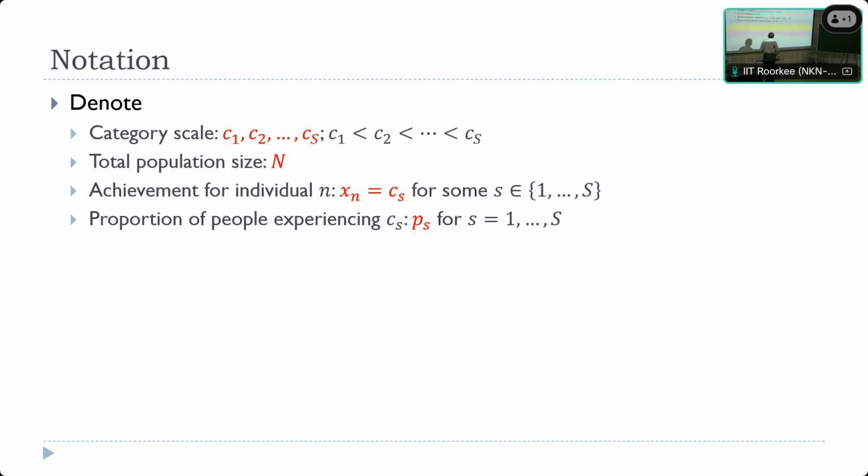So you can actually observe only this Cs number of categories. And Ps is just the proportion of people falling in that particular category. So you have 100% of the population, say 10% in open defecation, 20% in another category, and so on. The sum total will be 100%.